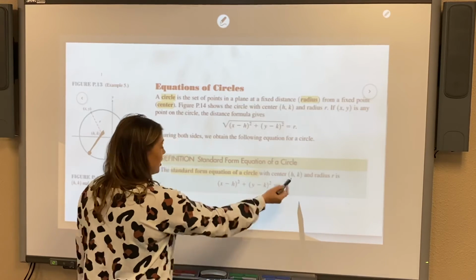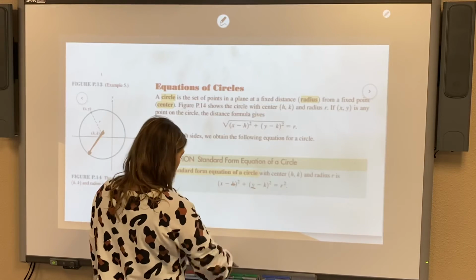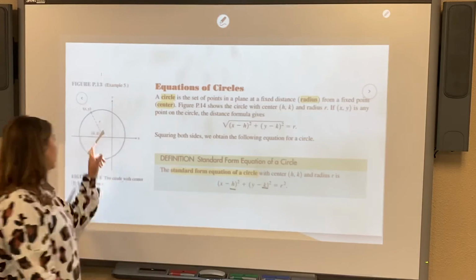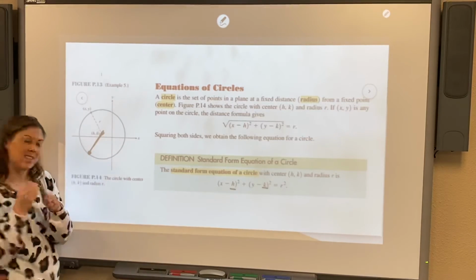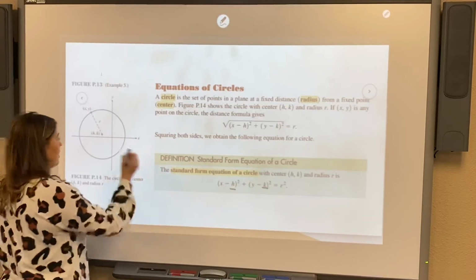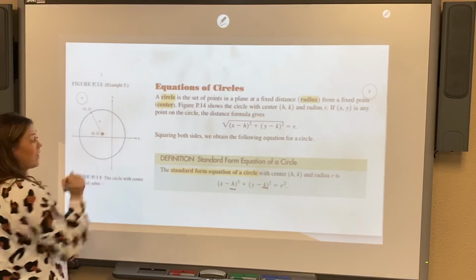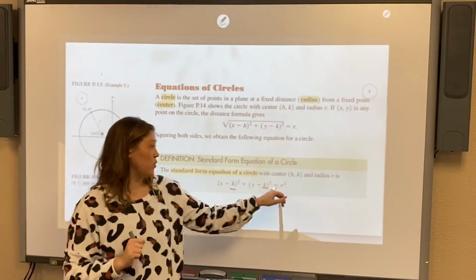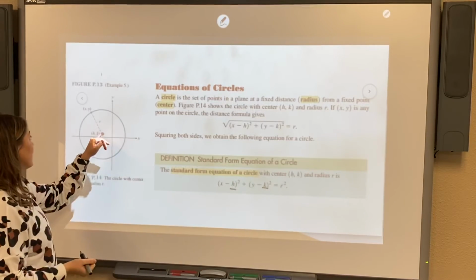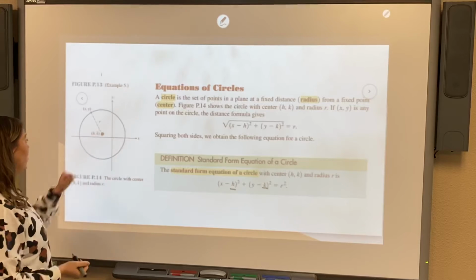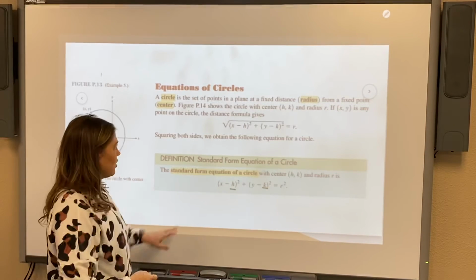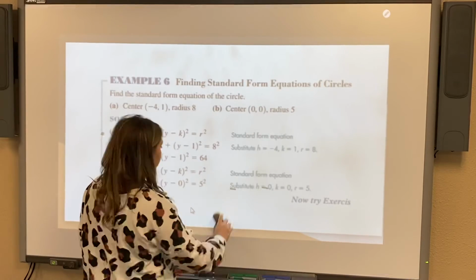So h and k here, h and k represent your coordinate point of the center of your circle. Okay, so whatever your h is and your k is, that's your center. Okay, and then that's equal to radius squared. Well, your radius is this distance from the center to the outside of any coordinate point. Okay, so this would be your radius, and this is your h and your k. So let's look at some examples.